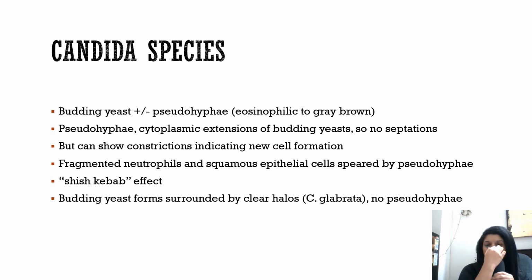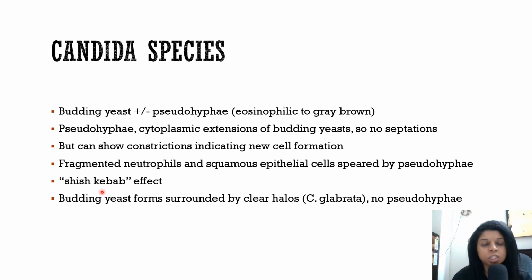So they are eosinophilic to gray brown color, and these pseudo hyphae are cytoplasmic extensions of the budding yeast. These budding yeast itself, when the budding part is extending so much, it feels like a hyphae. So that is why it is called pseudo hyphae. And because it is a cytoplasmic extension, it doesn't have septations. But they have constrictions that indicate it is a new cell formation. That is, it is extending and then it is constricting also at the end, because it is a budding cell, right? So it is budding from the other ends.